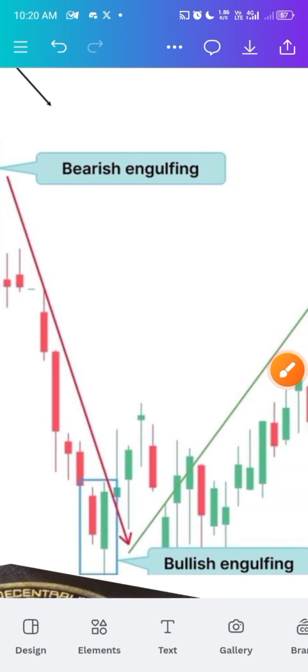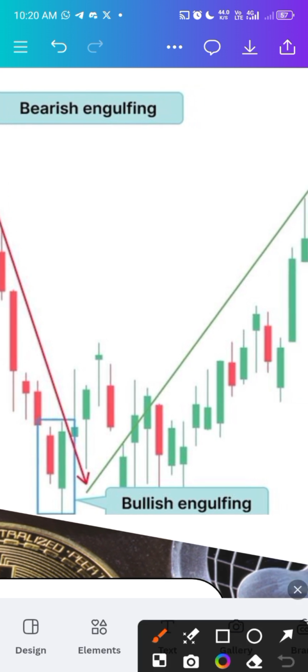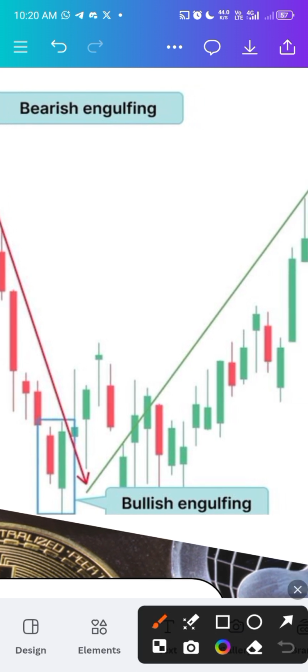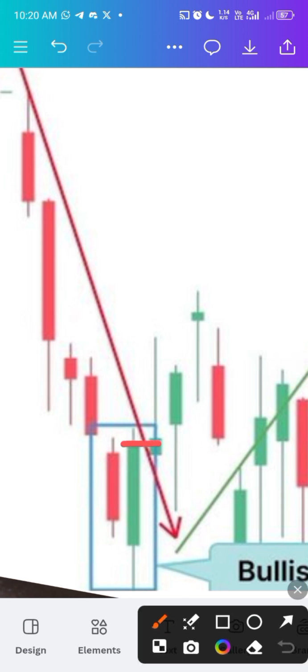Now this was for the bearish engulfing. Now let's look at the bullish engulfing candle. You can see that this green one engulfed this red one. You can see it right there. Now look at it very well. You notice that the close of this bullish one is higher than the close of this bearish one. So that is how you know that it's an engulfing candle.